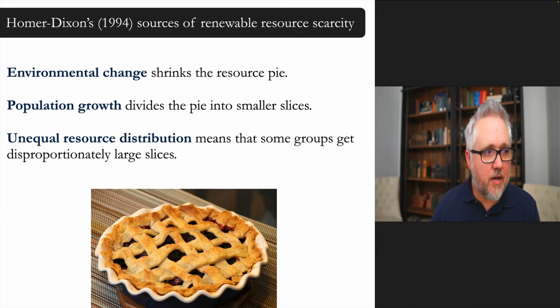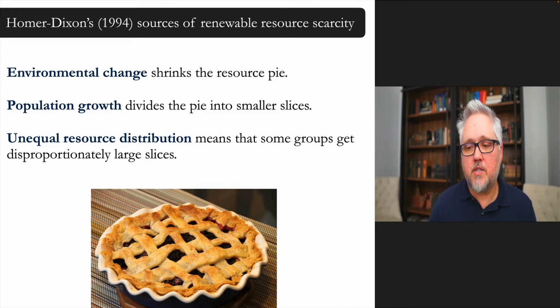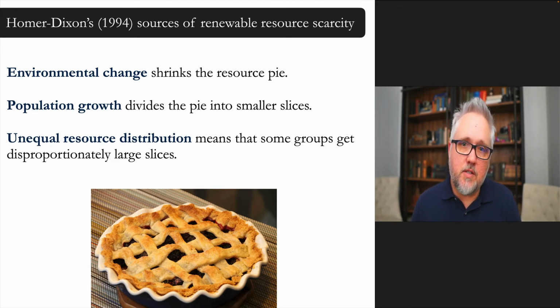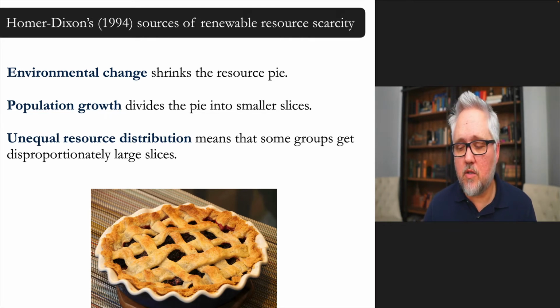And the way that I kind of think about it, because I like to bake, is that you can think of it as the resource pie, and the different hypotheses relate to how the pie is divided. The environmental change shrinks the resource pie. That's a simple scarcity, hypothesis 1. Population growth divides the pie into smaller slices. An unequal resource distribution means that certain parts of society get disproportionately larger or smaller pieces, which connects to our income inequality discussion from 2 weeks ago.